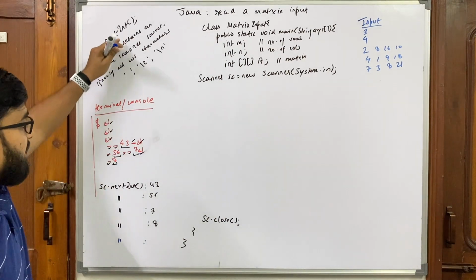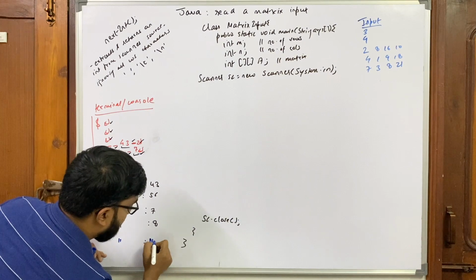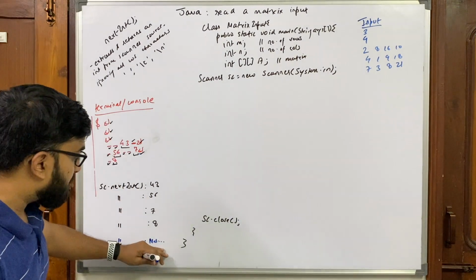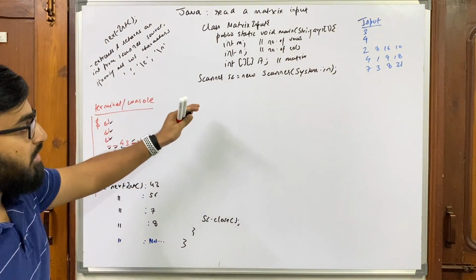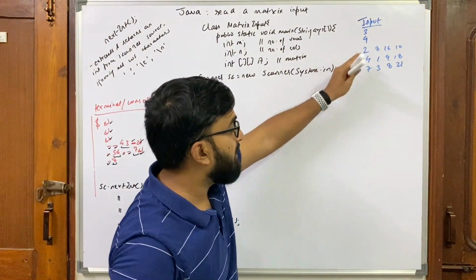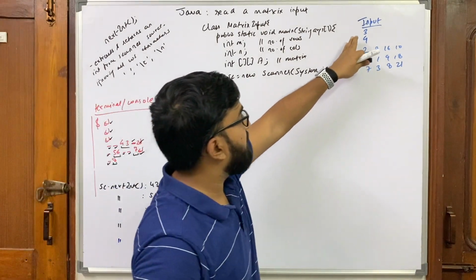And if we call nextInt again, there is no more input left. I am calling nextInt again. I do not have an integer, so I get a no such element exception, because I am expecting an integer, but there is nothing left in the input. But in our program, we exactly know how many integers to read, so we won't be getting a no such element exception.